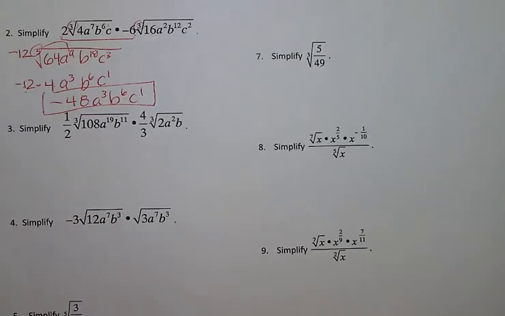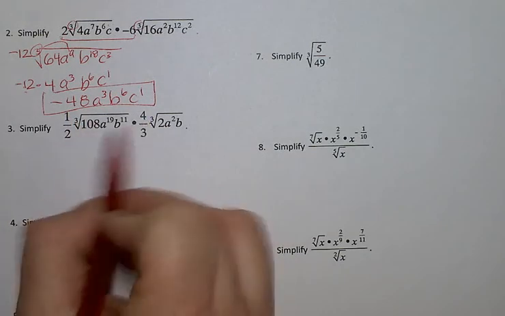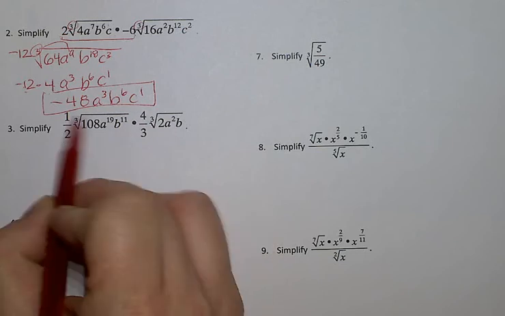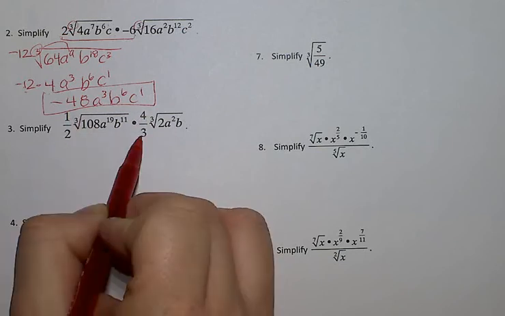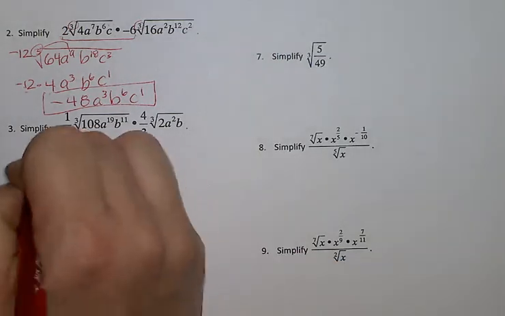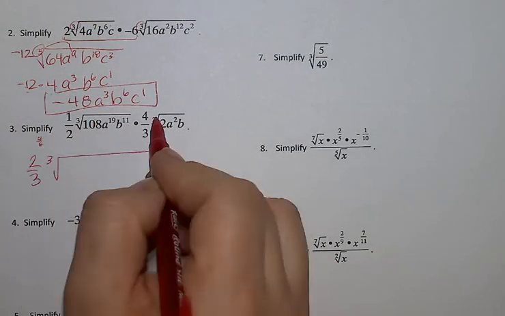Number 3. Because we both have the cube root again, we can multiply the numbers out front. 1 times 4 is 4, 2 times 3 is 6. 4 divided by 6 reduces to 2/3. Okay, again the same nth root, I get to multiply.